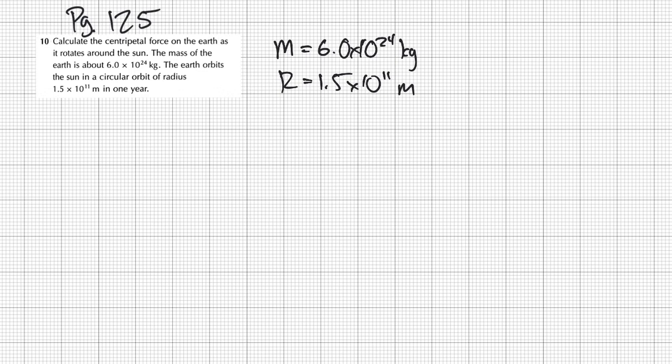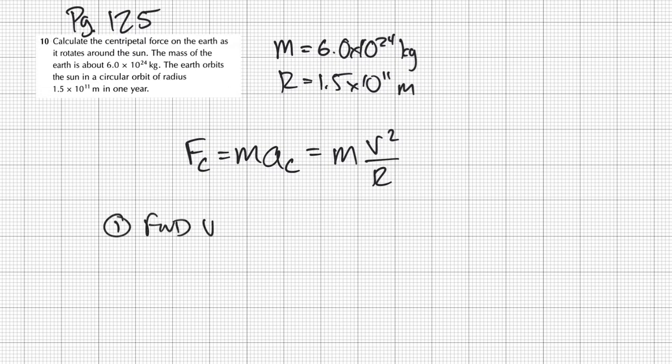So to define centripetal force, that is simply mass times centripetal acceleration, which is going to be mass times velocity squared over r. So the first thing we need to do really is just find velocity, and then we can plug that in and we know everything else, so we can find our centripetal force.